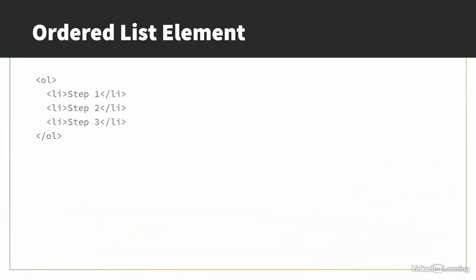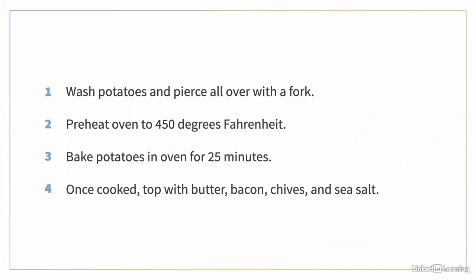Finally, we want to add a list of steps. For this, we can use the ordered list element. This element is used to create a list of items that do have an order. Just like the unordered list element, we use the list item element to create the steps within the list.